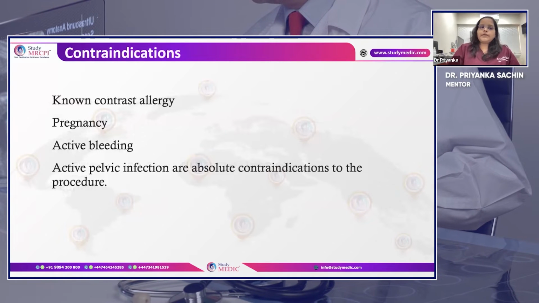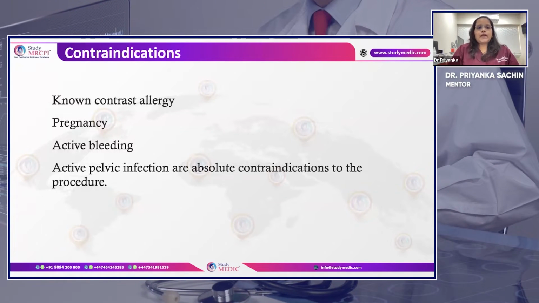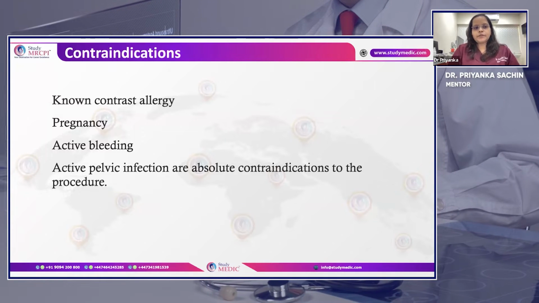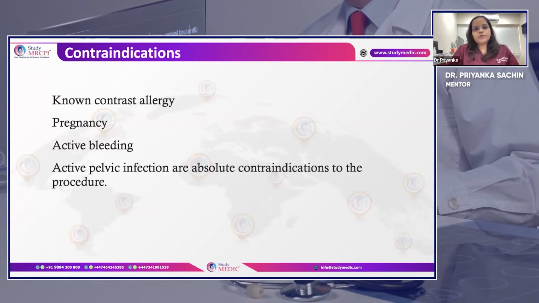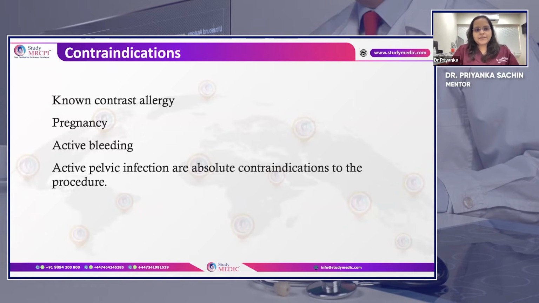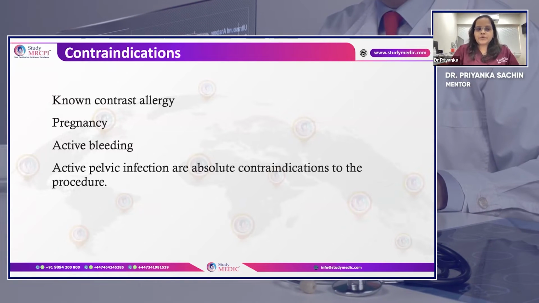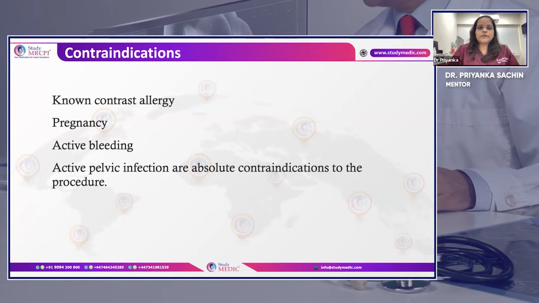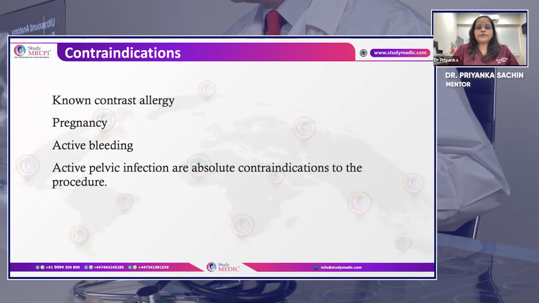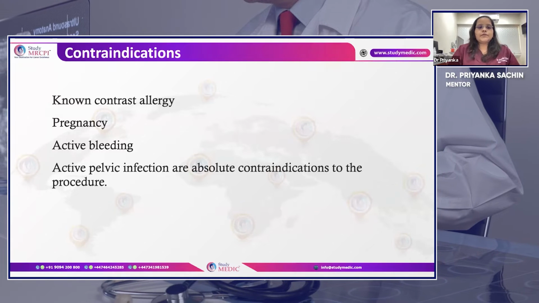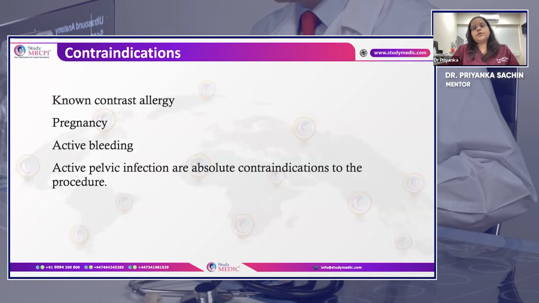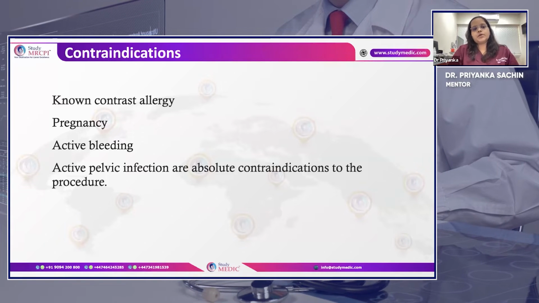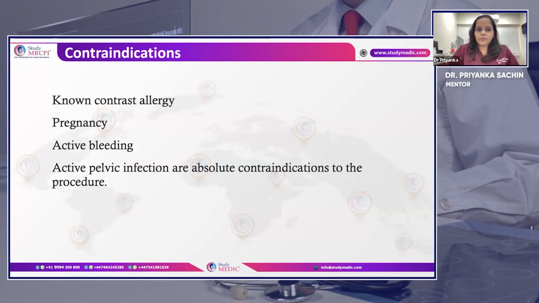So what are the contraindications? Allergy to the contrast is a contraindication, as contrast is used. Pregnancy itself is an absolute contraindication for performing an HSG, because we are using radiation. That's why it is usually performed in the follicular phase, in the first 12 days of the cycle, when the chance of pregnancy is low.